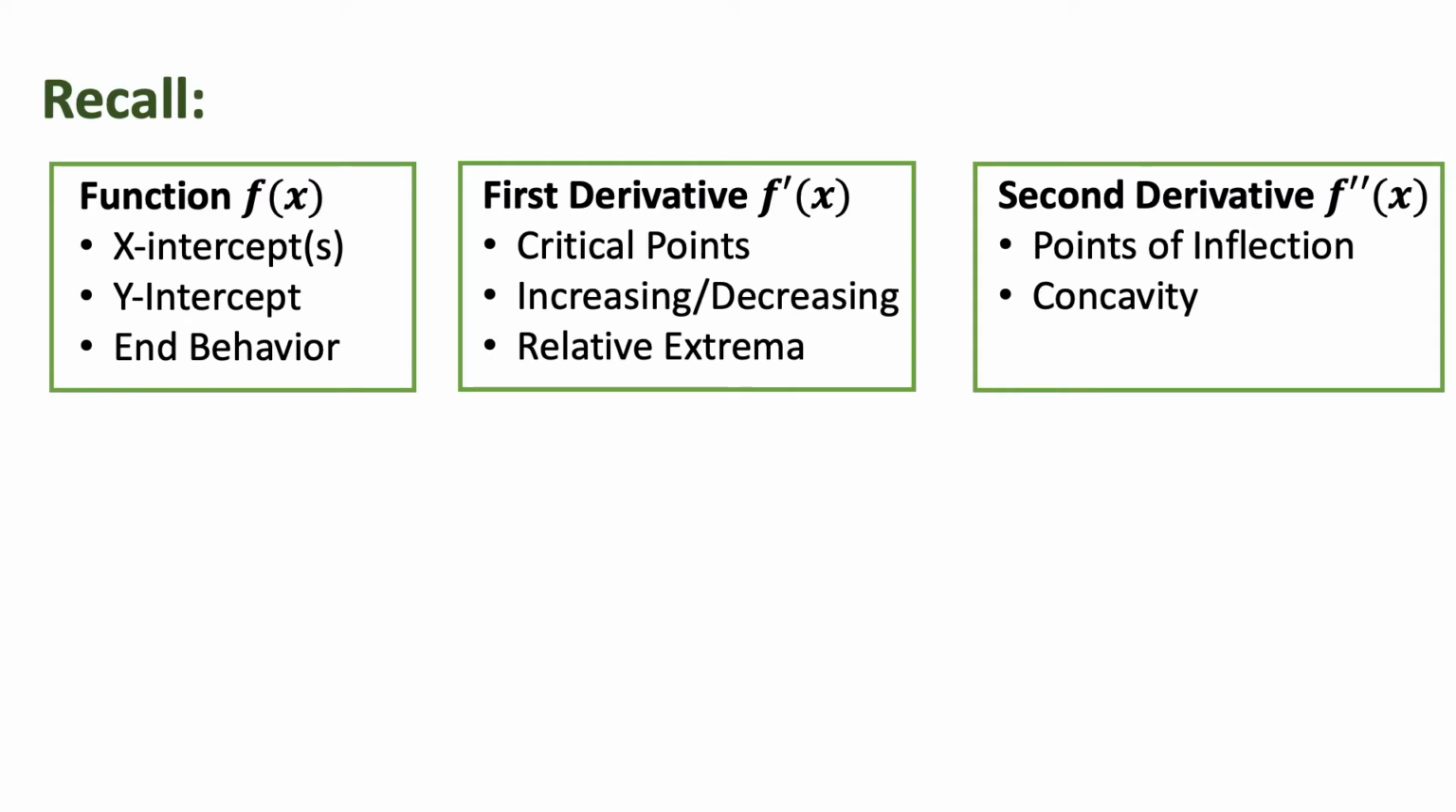So just like in our last lesson, we want to start by remembering what we can get from our original function, from our first derivative, and from our second derivative. So these same three boxes are here. Our original function helps us to find our x and y intercepts and the end behavior. Our first derivative will help us to find any critical points to determine increasing and decreasing, and then relative extrema. And our second derivative, we can find our points of inflection, and then we can analyze concavity.